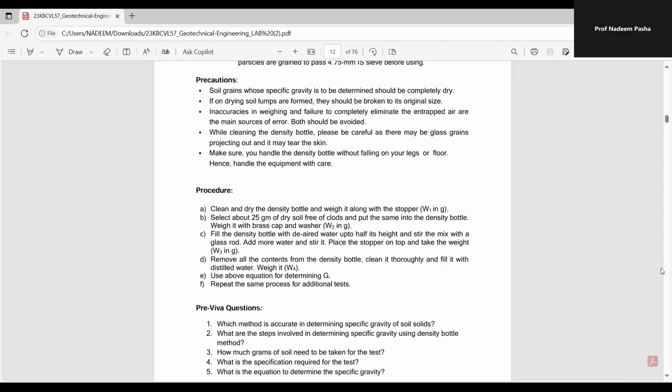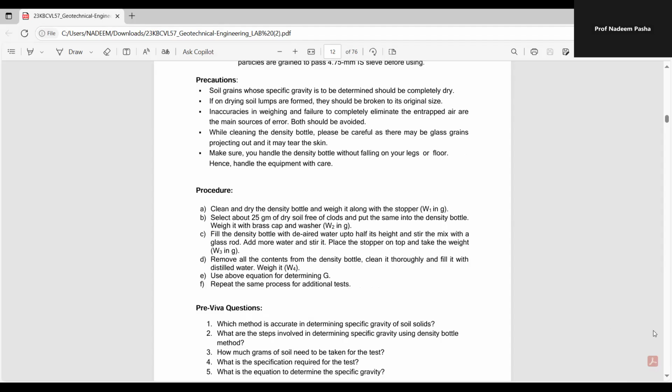After that, remove all the contents from the density bottle, clean it thoroughly and fill it with distilled water. That will be W4 gram. Now repeat the process for additional times. See here, the experiment is almost the same. Whatever you have done for the pycnometer test, the same we are following for the density bottle method also.